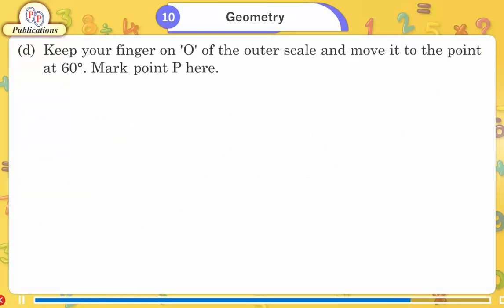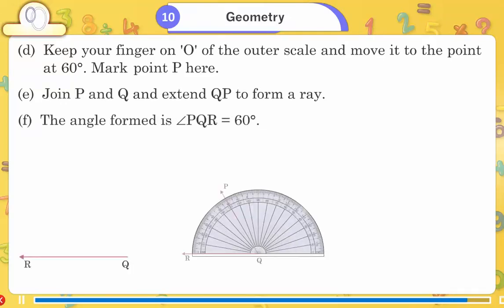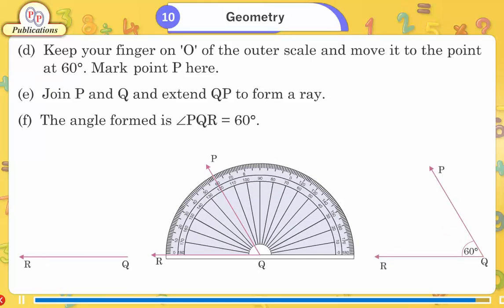D. Keep your finger on 0 of the outer scale and move it to the point at 60 degrees. Mark point P here. E. Join P and Q and extend QP to form a ray. F. The angle formed is angle PQR equal to 60 degrees.